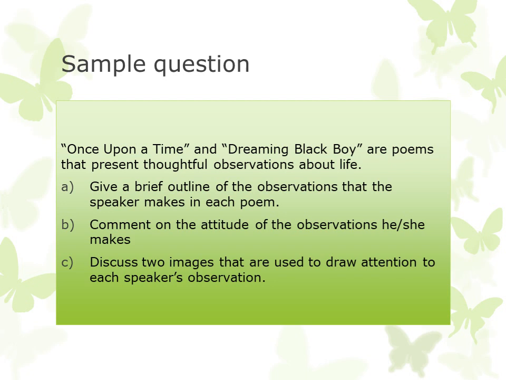So, here is a sample question. Once Upon a Time and Dreaming Black Boy are poems that present thoughtful observations about life. Give a brief outline of the observations that the speaker makes in each poem. Comment on the attitude of the observations he or she makes. Discuss two images that are used to draw attention to each speaker's observation.